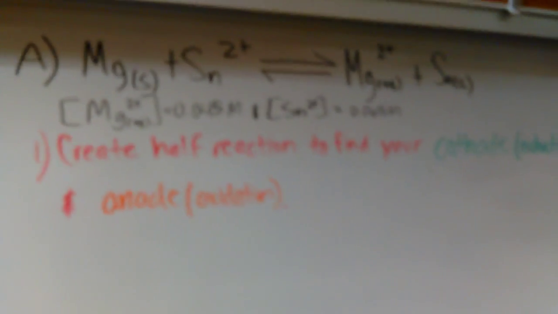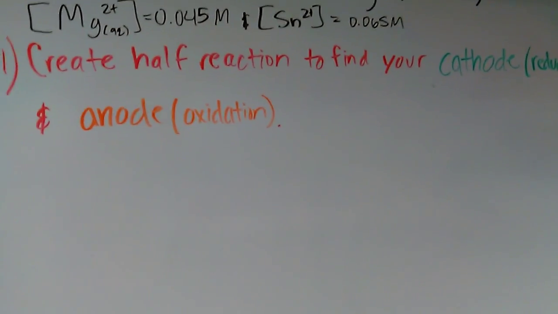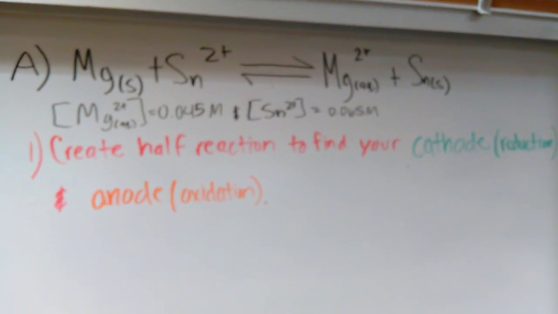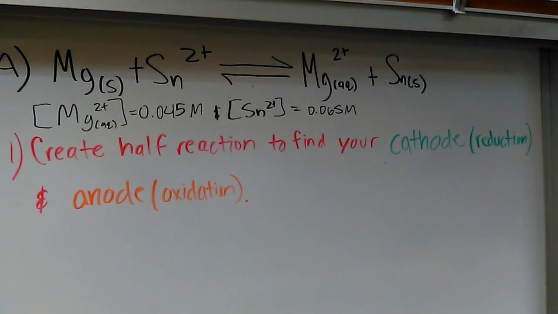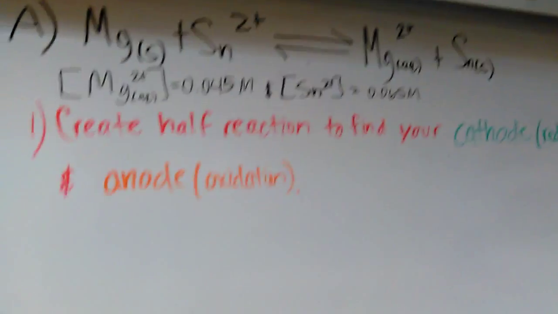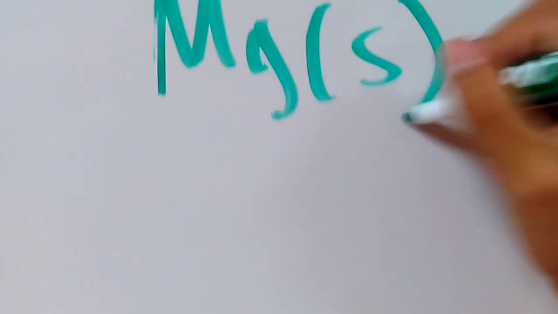So after reviewing that quickly, let me get my marker. The first thing we want to do is look for E standard. Remember that our E standard involves your cathode and your anode, so the first thing we want to do is create a half reaction for each of those. We have magnesium plus zinc 2+ yielding magnesium 2+ aqueous plus zinc solid. What we're going to do is break them up and create our half reactions. So we have magnesium solid.